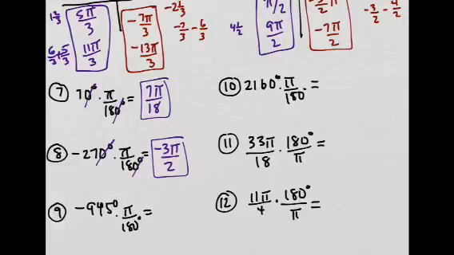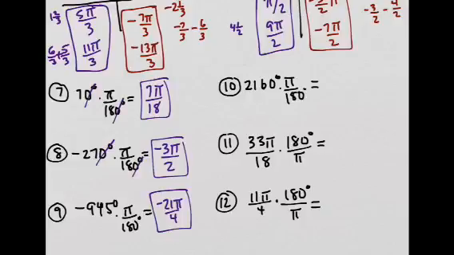Okay. Number 9, I can reduce this by, let's see, 45. 45 divides both 180 and 945. So take a calculator and you can use the fraction feature on it where you just put in 945, fraction key, 180, and it reduces it for you. And so you would get, let's see, negative 21 pi over 4. And you can leave it like this. You don't have to change it to a mixed number. You could if you want, but you don't have to.